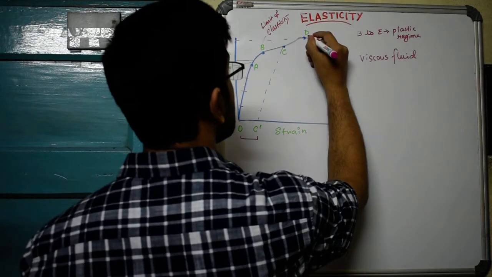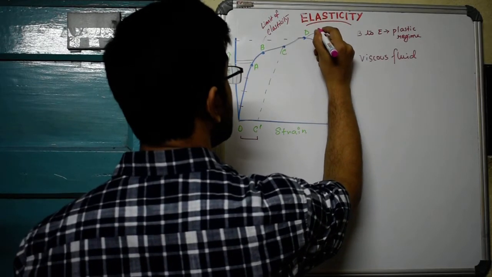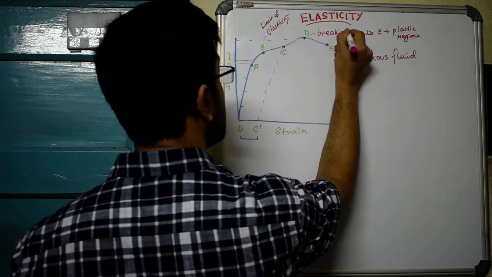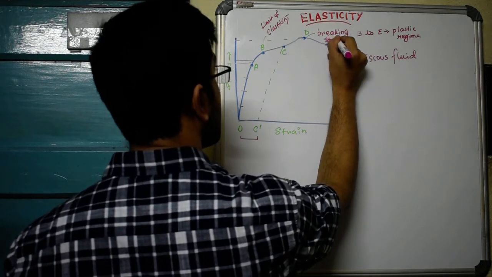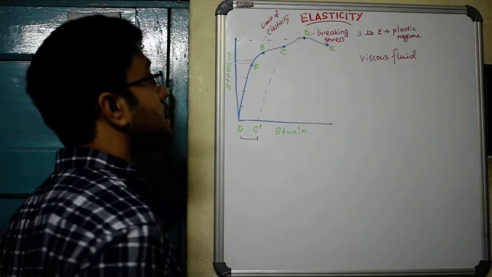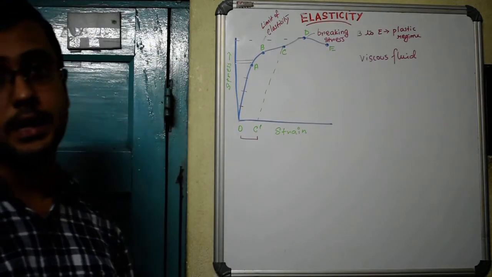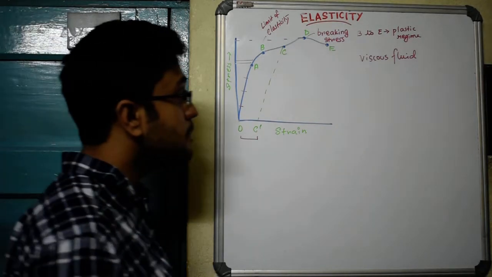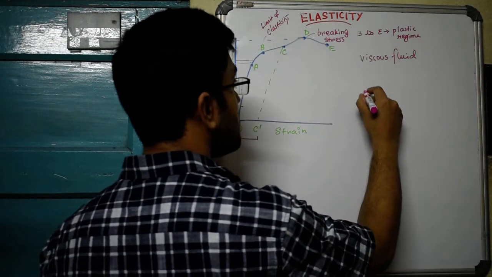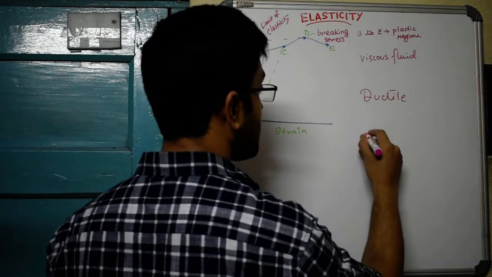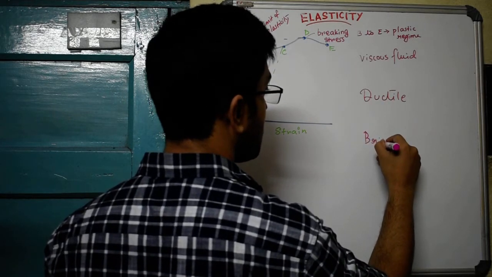This point D, the stress corresponding to the point D, is called the breaking stress. This is the maximum amount of stress which the material of the wire can take. And based on this graph, materials can be classified into two types: ductile material and brittle material.